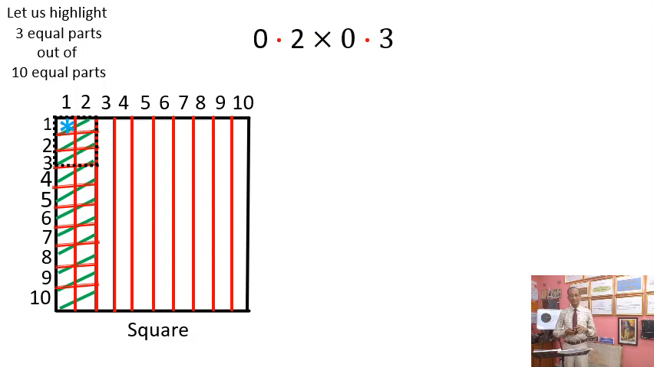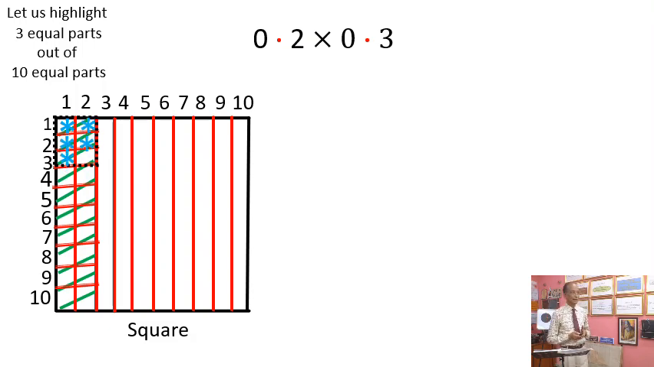Yes, it represents 1 by 100 part, because the entire square is divided into 100 equal parts, and each part represents 1 by 100. So let us count how many 1 by 100 parts are there in these 3 equal parts. So this is number 1, number 2, number 3, number 4, number 5, number 6. 6 parts of 1 by 100 are there.